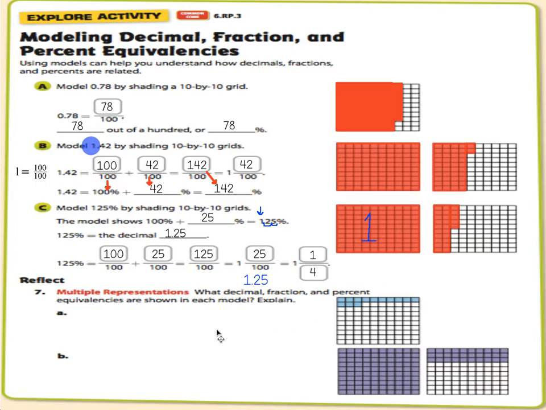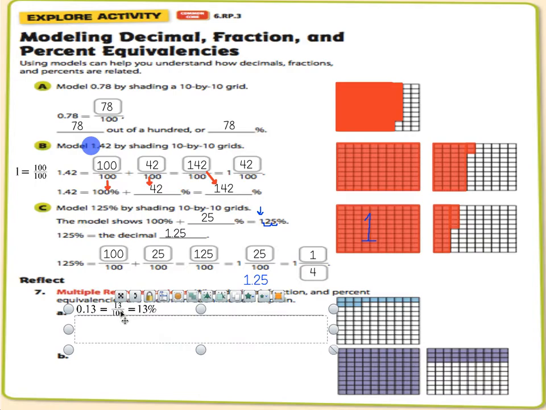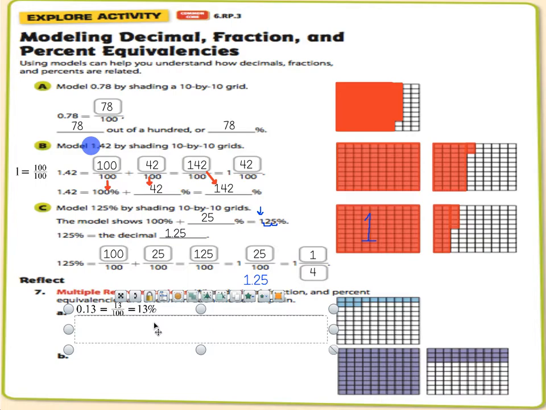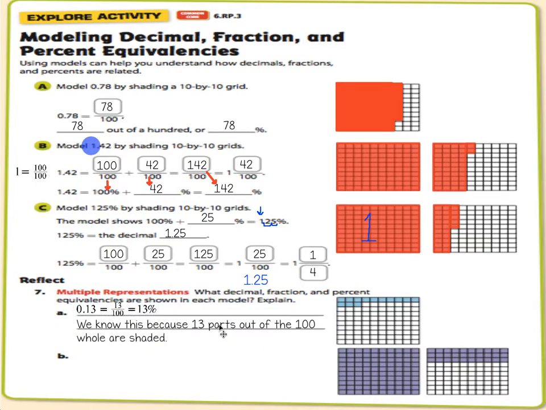All right, so what decimal, fraction, and percent equivalencies are shown in each model, and then I would need to explain. So here, I see I have a full row of 10 and then 3. So my fraction would be 13 out of 100. As a decimal, it's 0 and 13 hundredths. And as a percent, it's 13%. How do I know this? I know this because 13 parts out of the 100 are shaded.